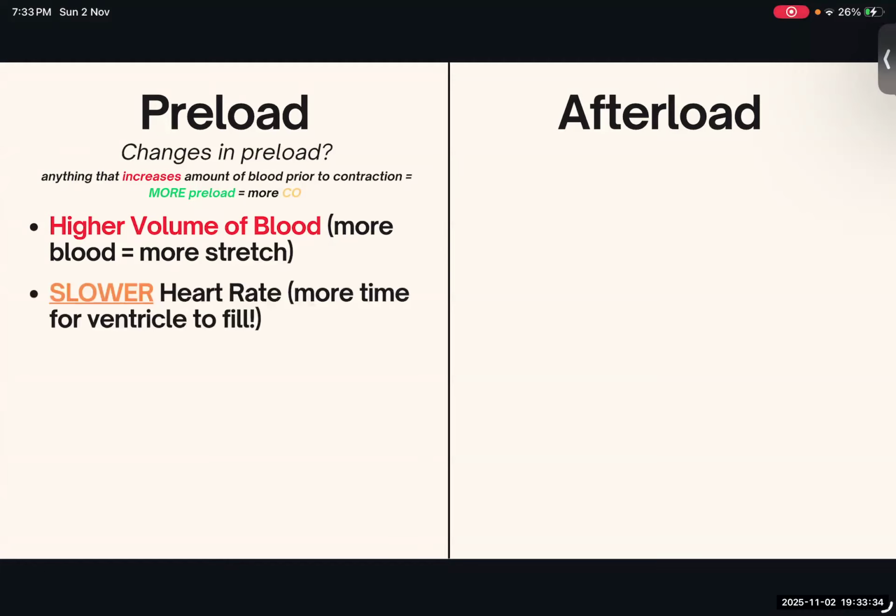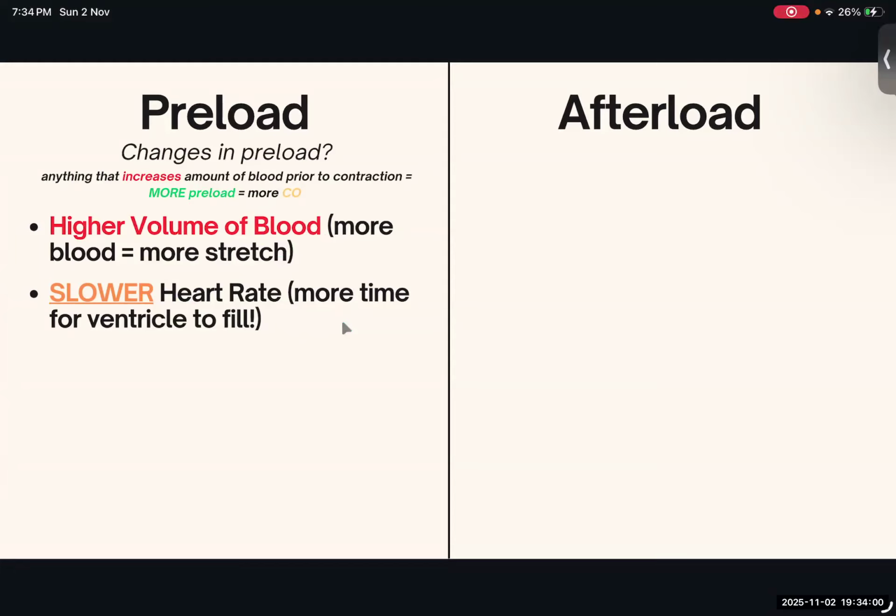Another thing that we can do is slow the heart rate. Now, like we said, we have both systole and diastole. The heart is filled during diastole. So if we slow down and increase the length of diastole, we're going to increase the time that is available for blood to flow into the ventricle, which also leads to a higher volume of blood.